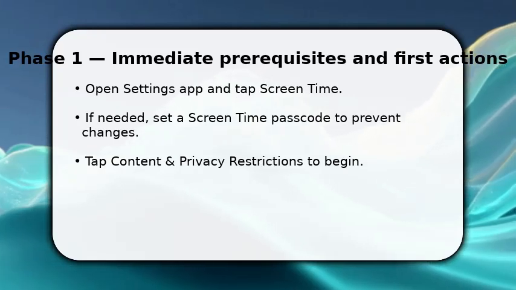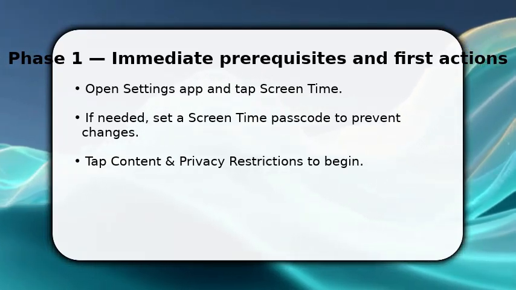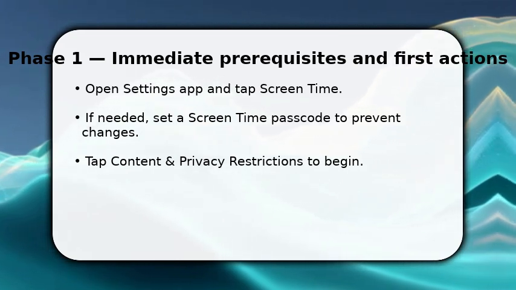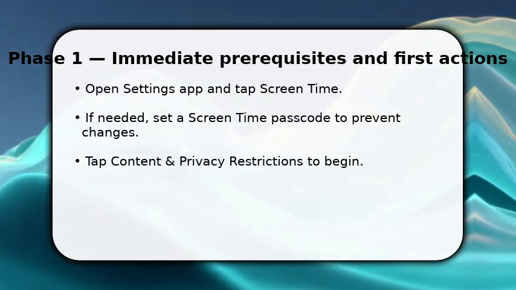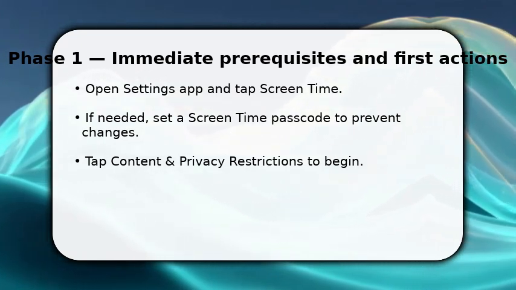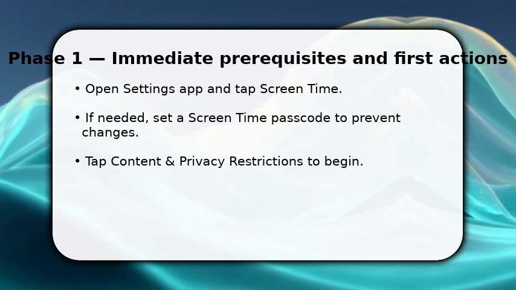You start by opening Settings and going to Screen Time. This gives you control over apps. Once there, set a Screen Time passcode if you haven't already, because that prevents accidental re-enabling. Now tap Content and Privacy Restrictions and make sure the toggle is on.